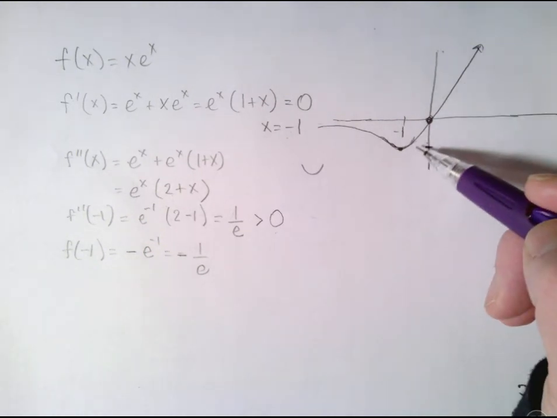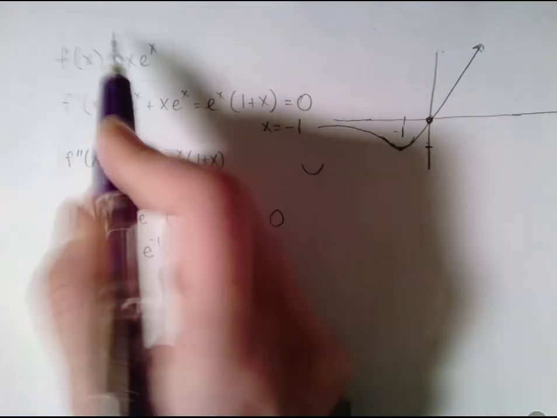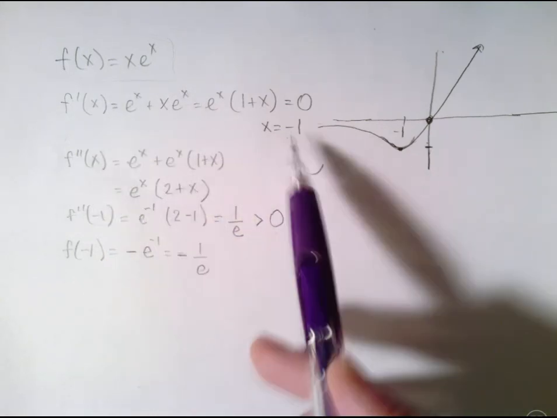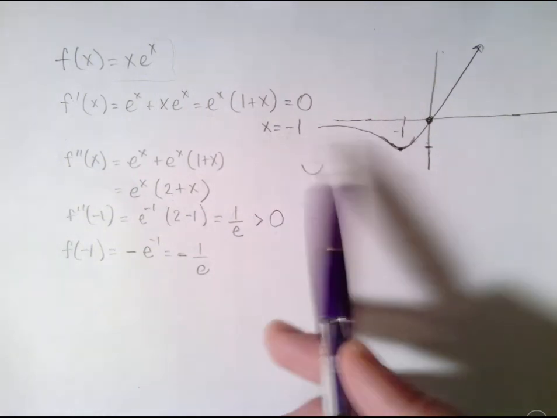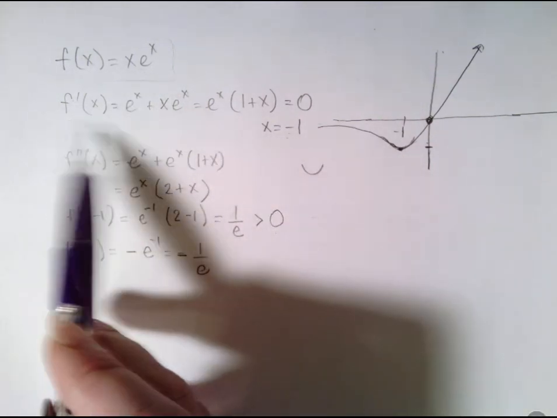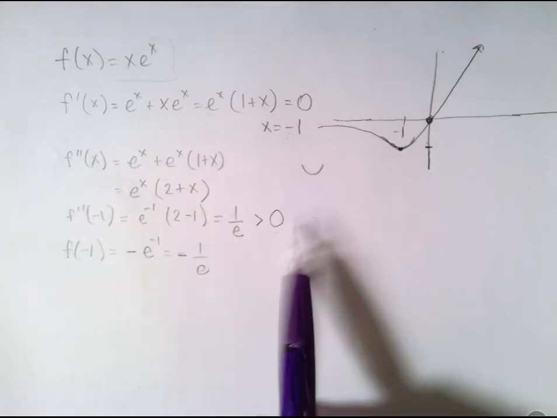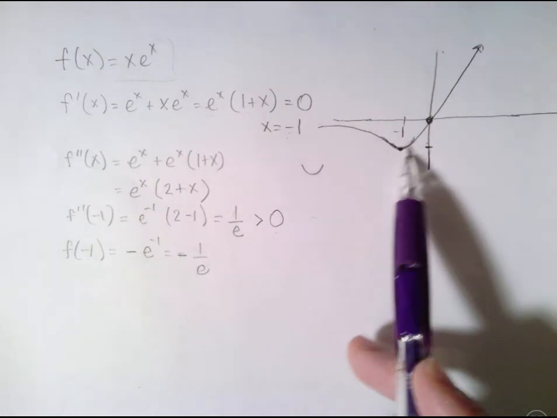We have a rough idea of what this function looks like using just the function itself evaluated at the critical point, the unique critical point of the function, which is where the first derivative equals 0. And the second derivative helped us understand what kind of critical point we have. We have a local minimum.